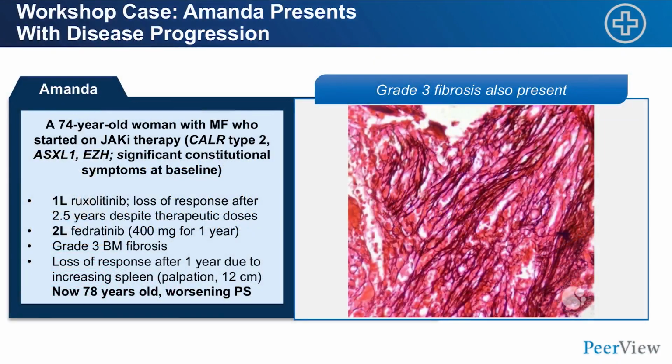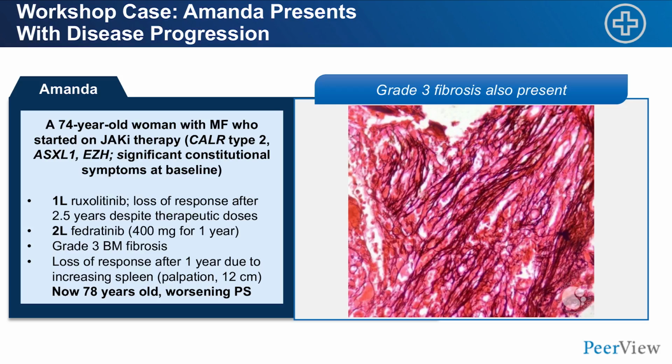So we're going to change away from Michael, and we're going to talk about a woman who's 74 years old. She has myelofibrosis. She started on a JAK inhibitor. She has CALR type 2, ASXL1, EZH2, significant constitutional symptoms with fever, chills, night sweats at baseline, a little bit of weight loss. She's had first-line ruxolitinib therapy, but lost the response after 2.5 years, despite therapeutic doses.